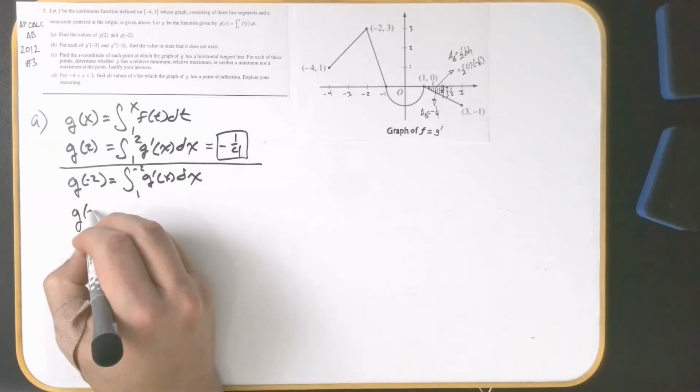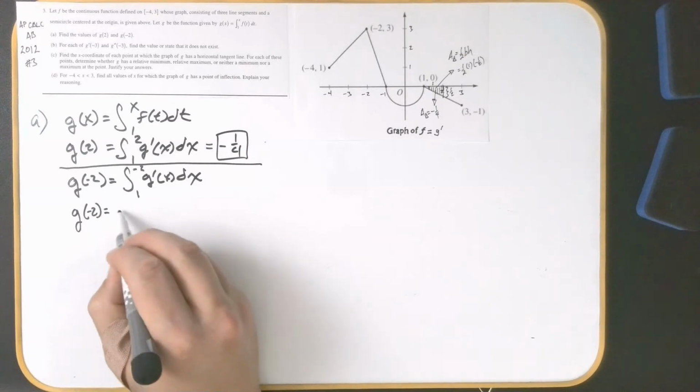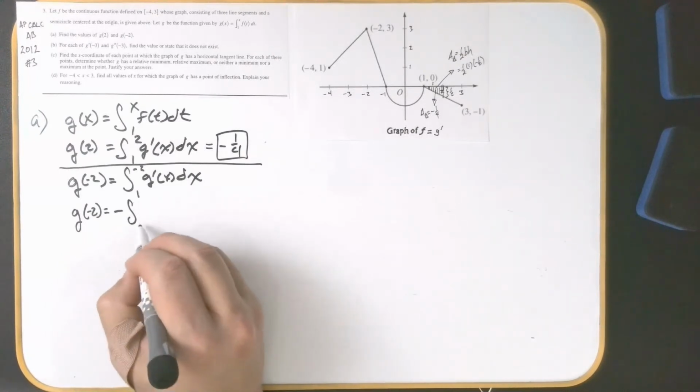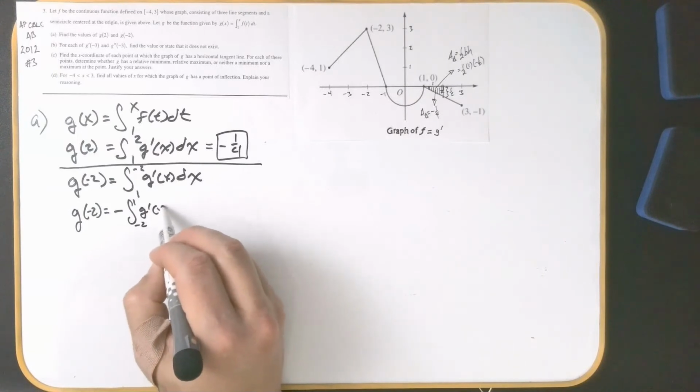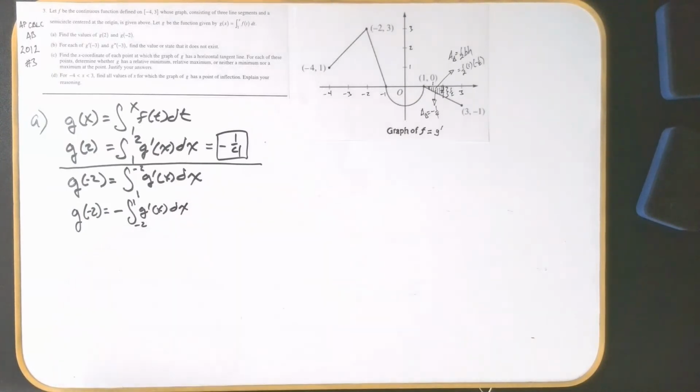So what I'm going to do is say, okay, well, g of negative 2 is equal to, I'm going to put a negative out front, and I'm going to move the negative 2 here and the 1 up here. G prime of x dx. Now we're okay, and now we're going to go back to our picture.